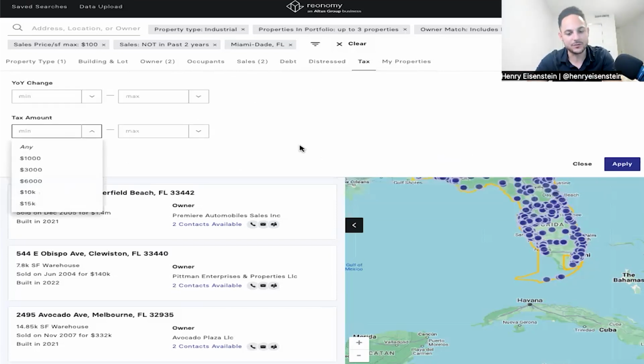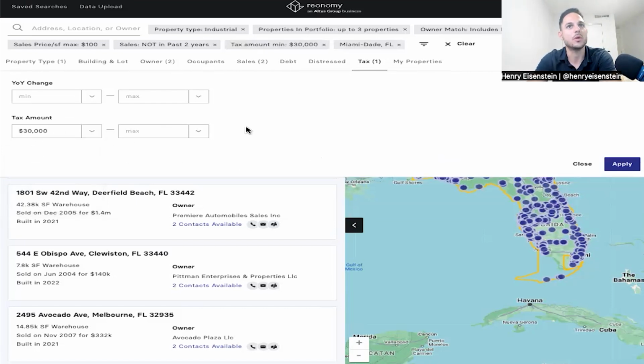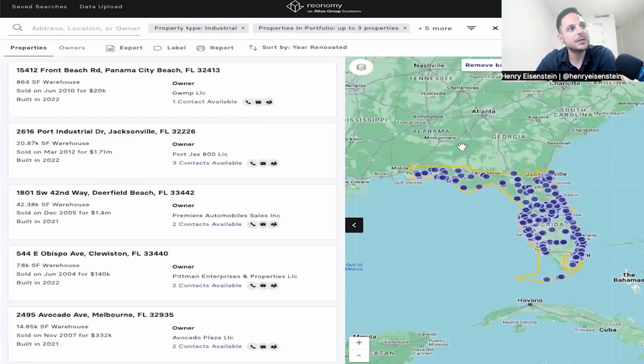So for tax amounts, we're going to play with $30,000 again. We're going to do the same 30 grand. The 15 is just too small. I want to do larger warehouses. We're down to 1,200. We just lost, I think, more than 60 or 70% of them, because they don't have a larger tax amount than 30,000. They're probably smaller warehouses. So let's go down this. Let's hit apply. It's loading.